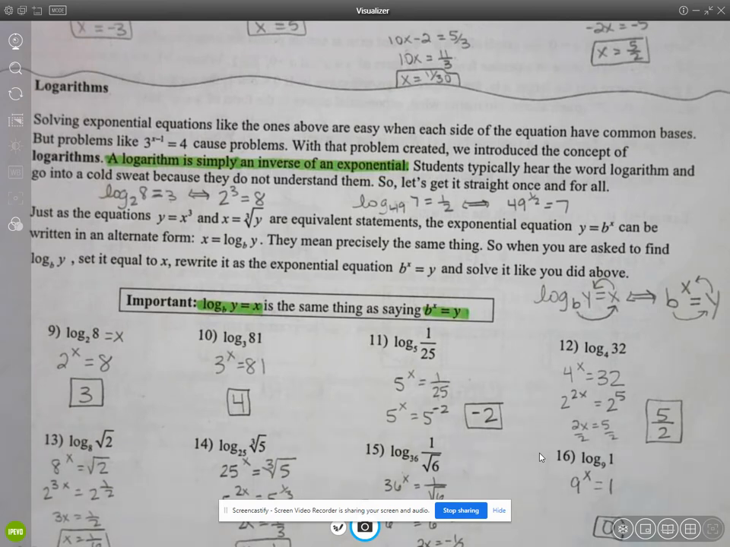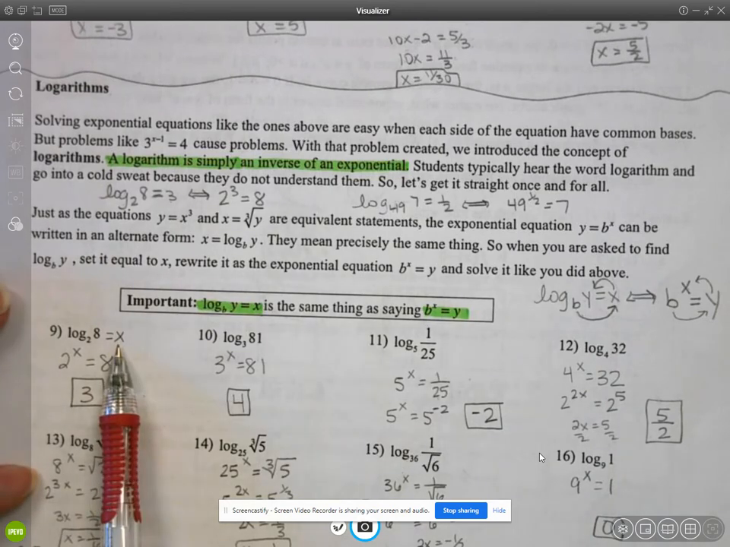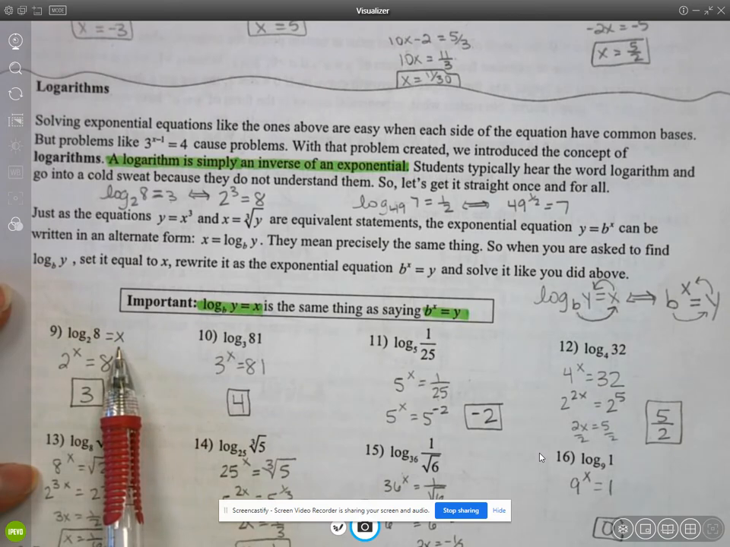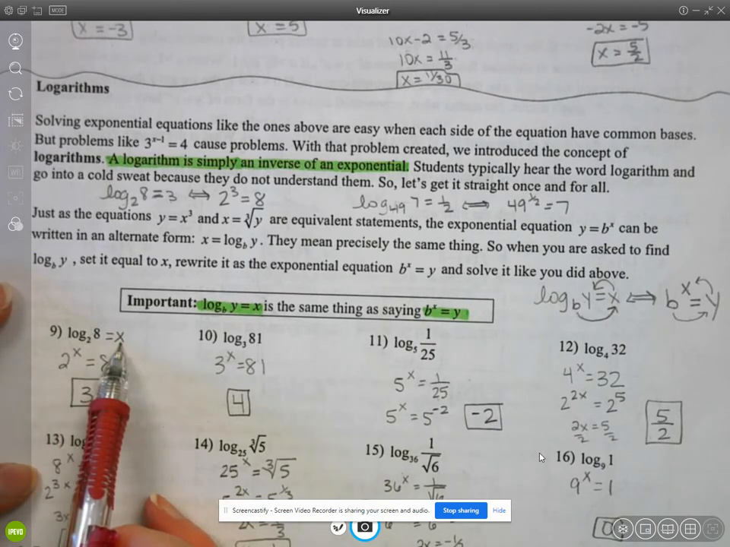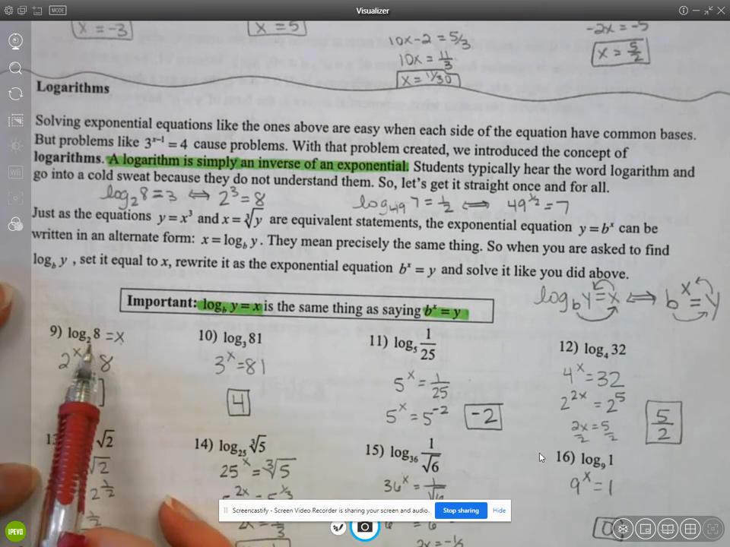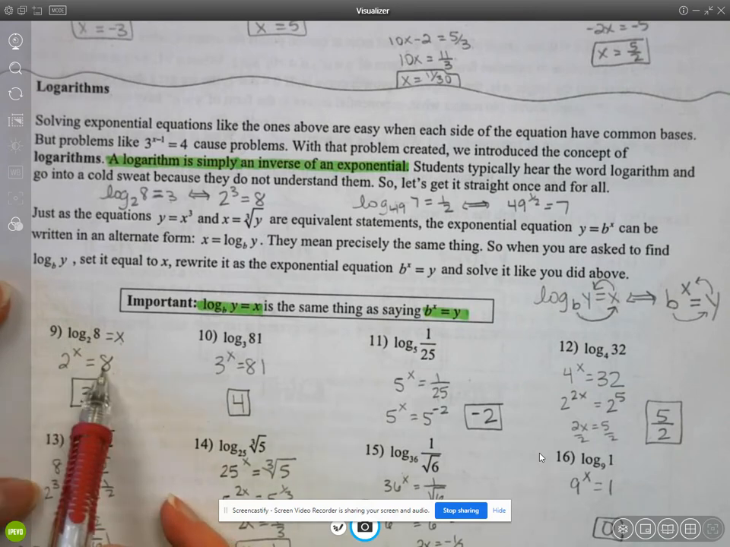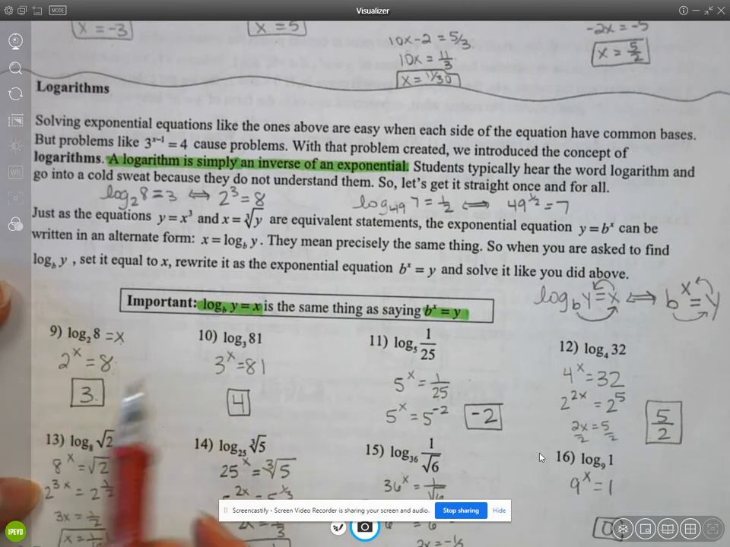So if you think about it as equaling something, you don't have to put a variable there, it's just easier for a lot of kids if they do. Like on the rest of them, I never put that. So I'm saying log base 2 of 8 is equal to what? Well, if I write it in exponential form, I'm saying 2 to some power gave me 8. So we know 2 to the third is 8, so the answer is 3.